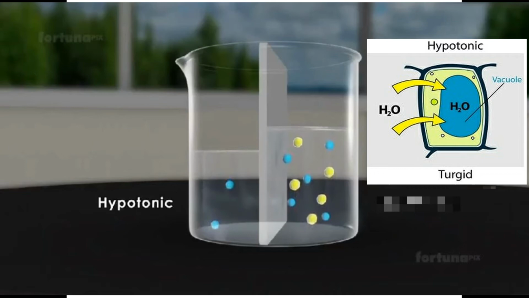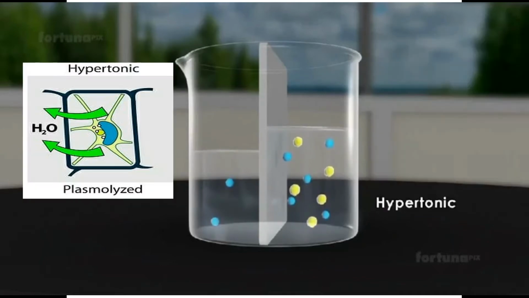Next, there is a hypotonic solution. A hypotonic solution is when the solute concentration is lower than the solute concentration inside the plant cell. In a hypotonic solution, water moves into the cell and can cause a plant cell to swell.